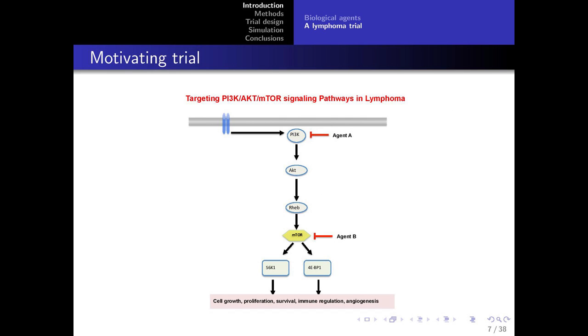Next page. Page 7. Here we show the PI3K pathway. And you can see agent A and agent B are targeting different components in this pathway, PI3K kinase and mTOR kinase. Next page, page 8.